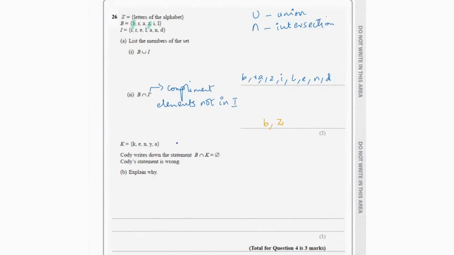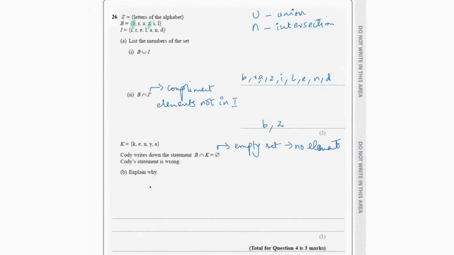Then after that, it says B, Z. So that's your answer. And then K, which is Kenya. Cody writes down the statement B intersection K is a null set. This means empty set. Null set is empty set, which means no elements. There's nothing in it.